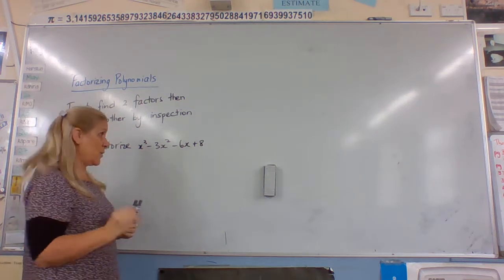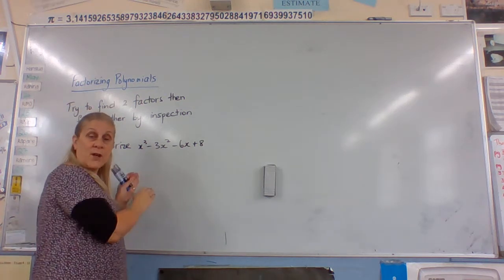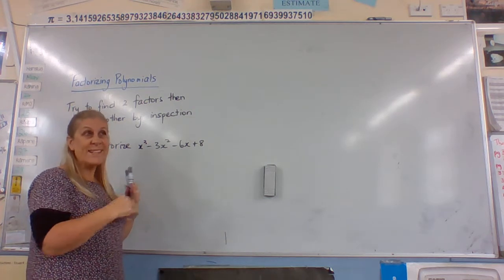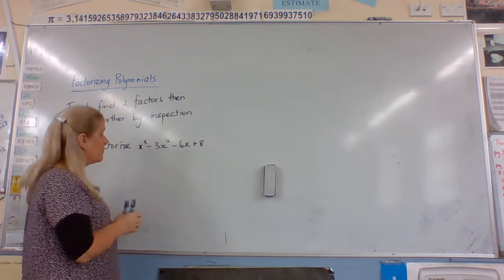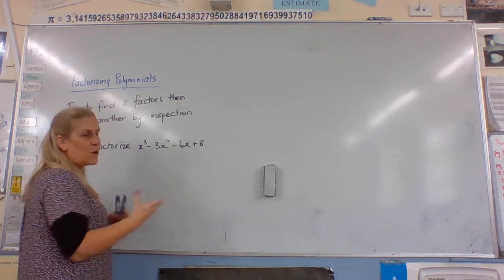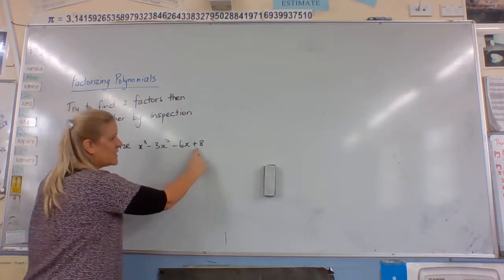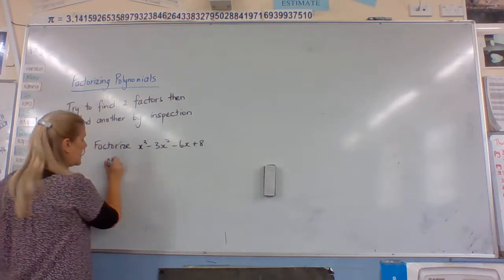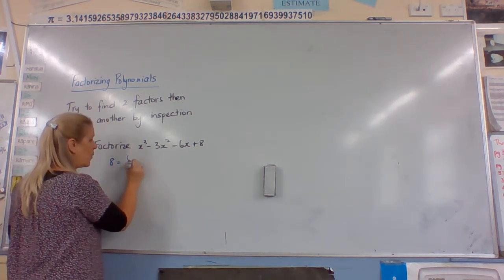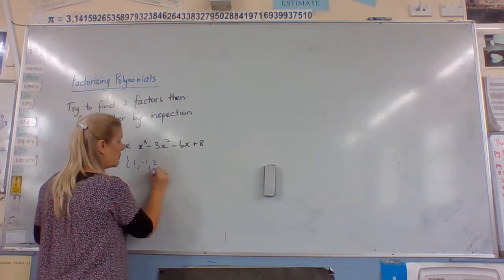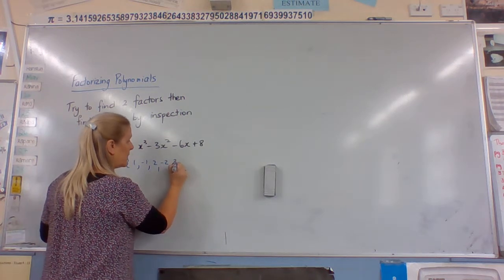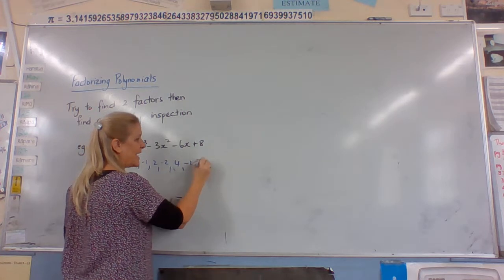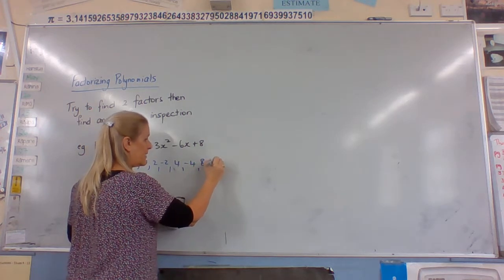Up till now, you've had no idea how to do this. You could have solved it by putting it in your graphics calculator, but we need to be able to factorise it for part of our process further on. So, if we're finding factors, then they all have to be factors of 8. So we write down our factors of 8 first. We've got 1, negative 1, 2, negative 2, 4, negative 4, and 8, negative 8.